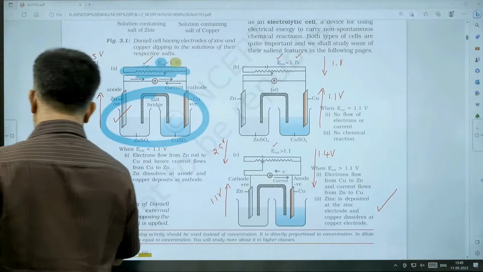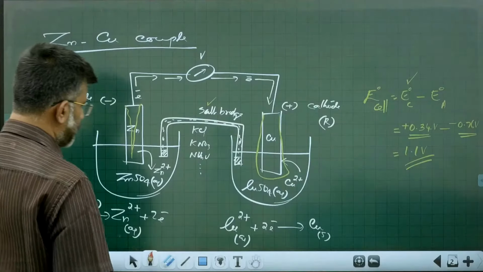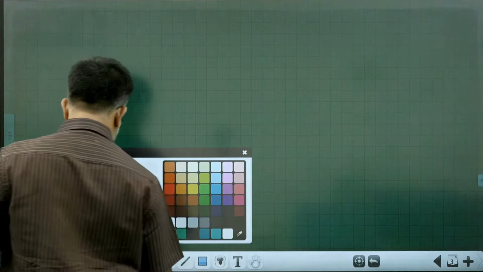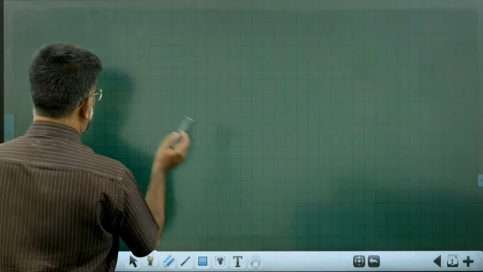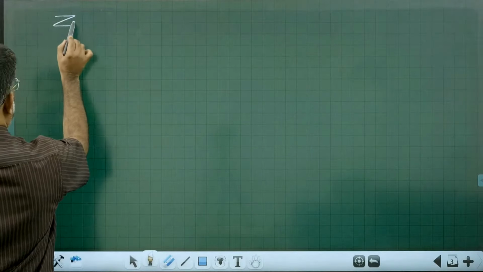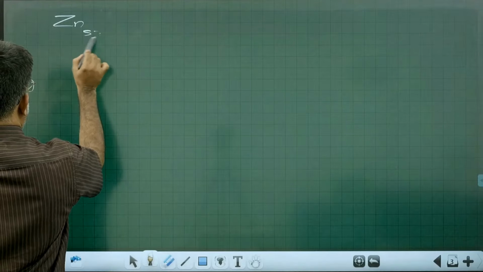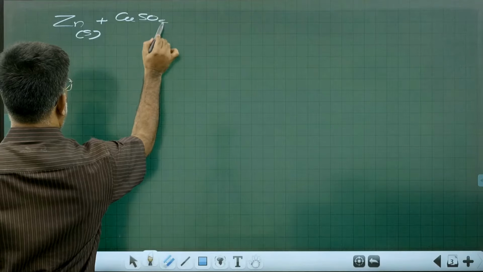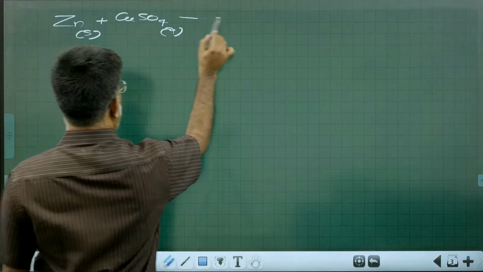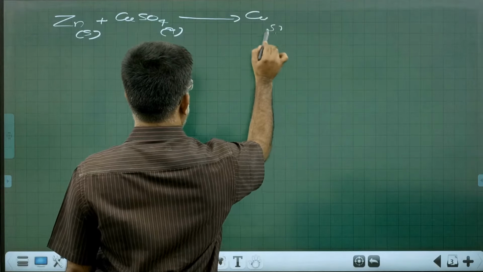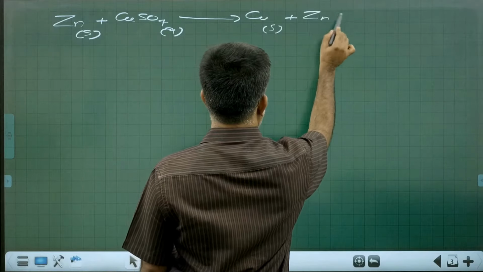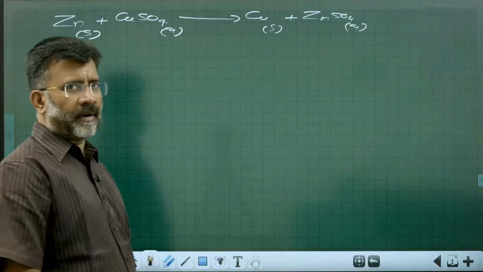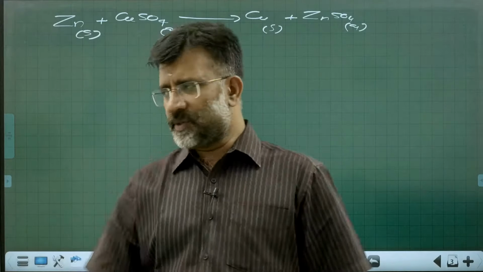Now into the details of cell representation and cell reaction. A cell can be written like this. The previous reaction, zinc solid plus copper sulfate aqueous giving Cu solid plus zinc sulfate aqueous. This is the zinc-copper coupled reaction, right? So it's simple to understand.